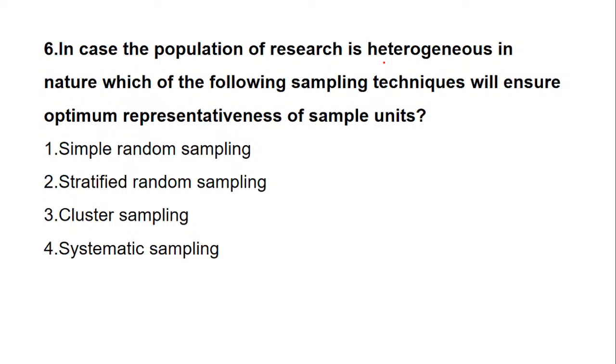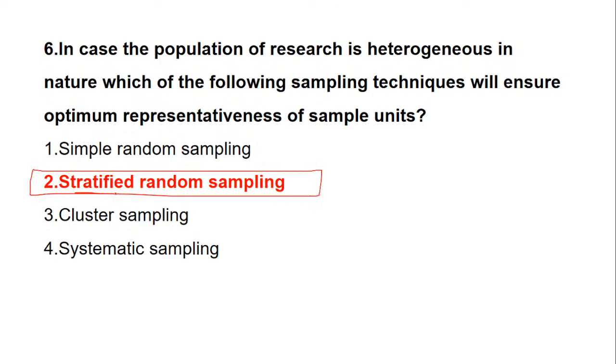So in this case, there is a mixed form of answers I have seen again. If the population of research is heterogeneous, which is not similar, dissimilar you can say, in nature, which of the following sampling techniques will ensure the optimum representation of sample units? So it will be stratified random sampling. Now some of them even said C as an answer. I don't know how. Now see.